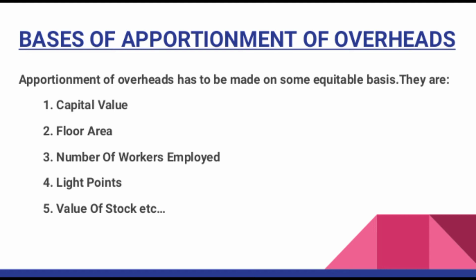Then factory rent, rates and taxes and insurance of building can be allocated on the basis of floor area occupied by each of these departments. Likewise, we can allocate labor welfare expenses, canteen expenses, supervision charges, etc. on the basis of number of workers employed, and lighting charges and power charges on the basis of light points.